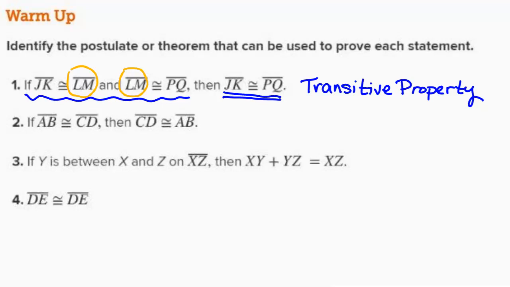All right, number 2, I have segment AB is congruent to segment CD. So what would let me turn that around and say, well, then that means that CD is congruent to AB? Symmetric property.